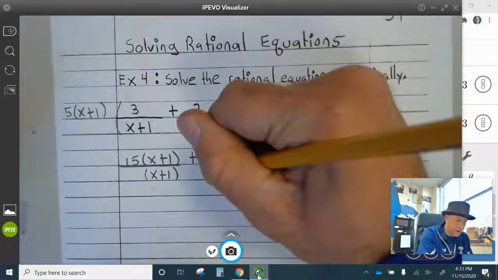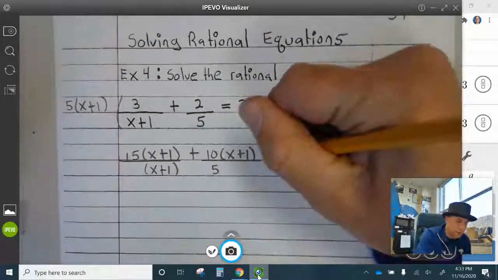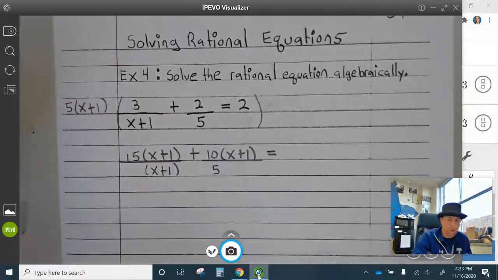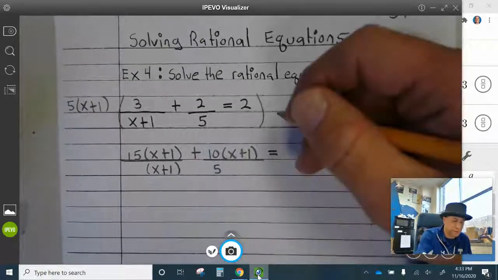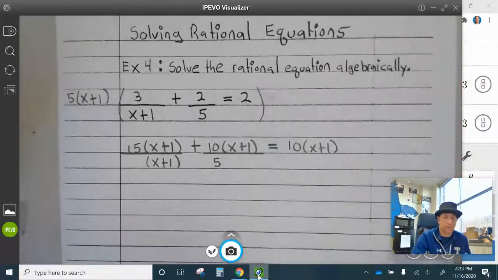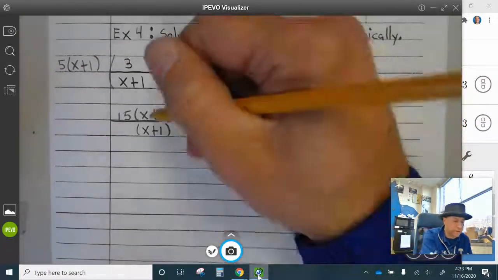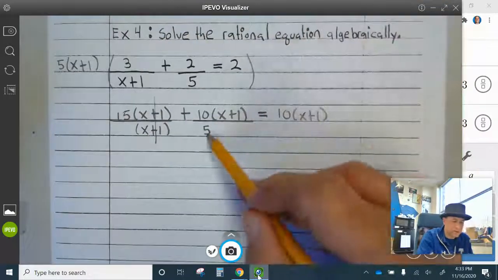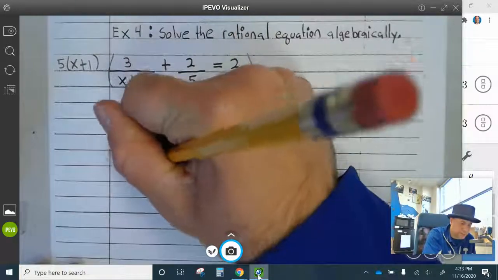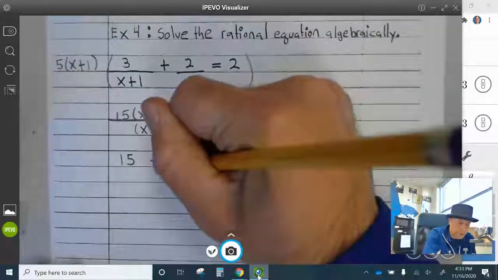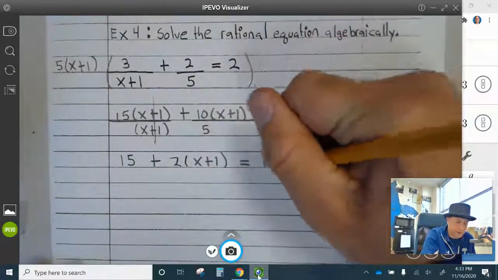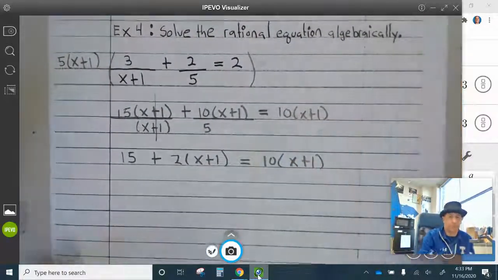divided by 5, and then equals, because of the equality, you have to multiply this by every term, otherwise you're not being equal. 5 times x plus 1 times 2 is 10 times x plus 1. So now, anything divided by itself is 1, so this becomes 1. 10 divided by 5 is 2, so we have 15 plus 2 times x plus 1 equals 10 times x plus 1.